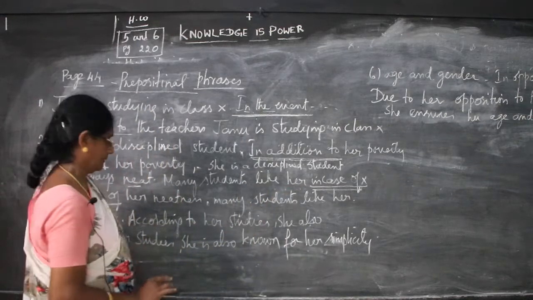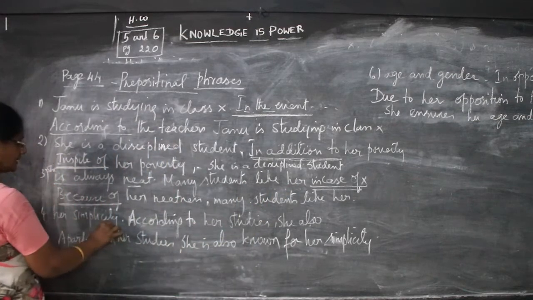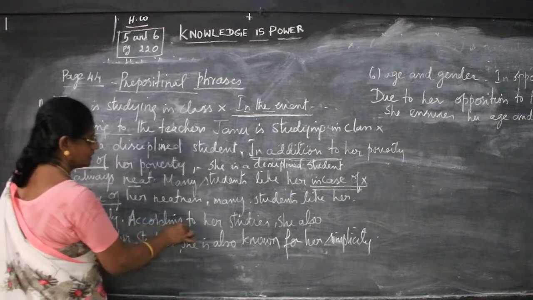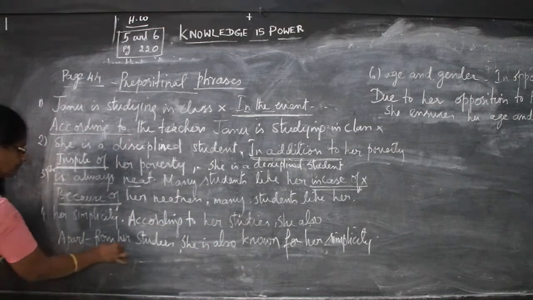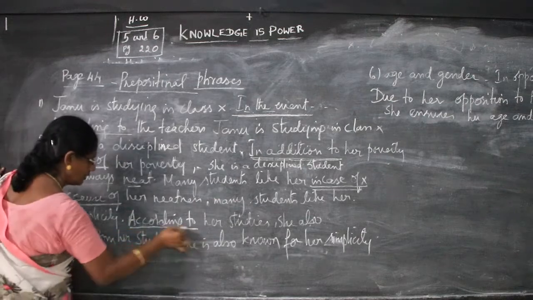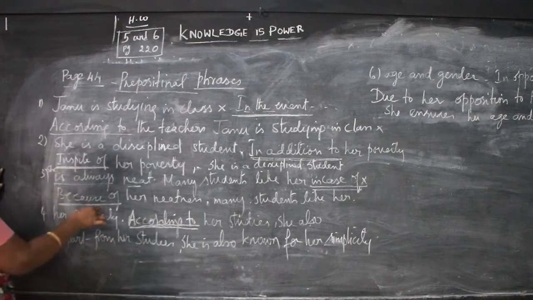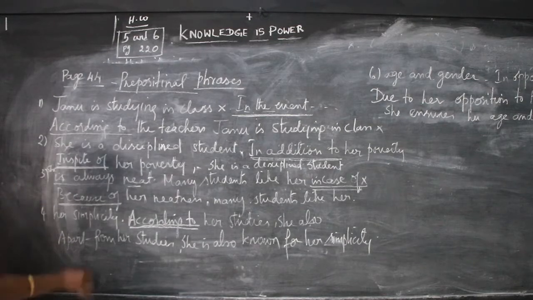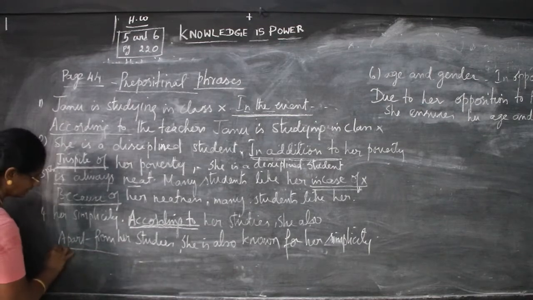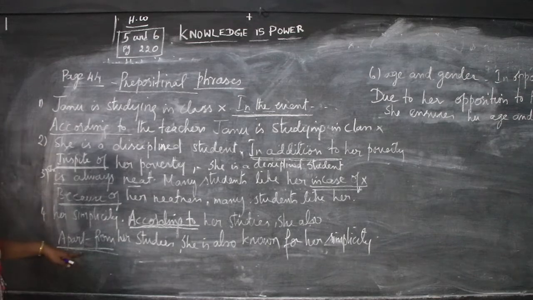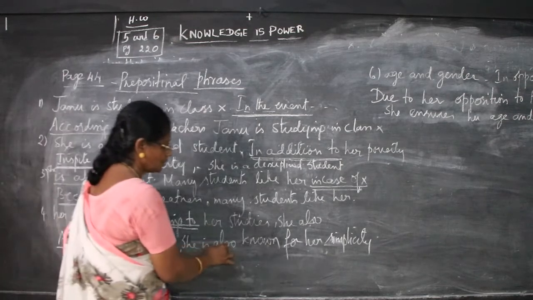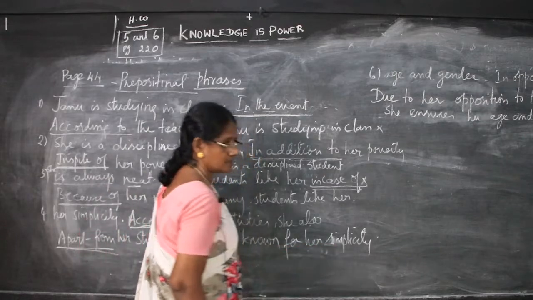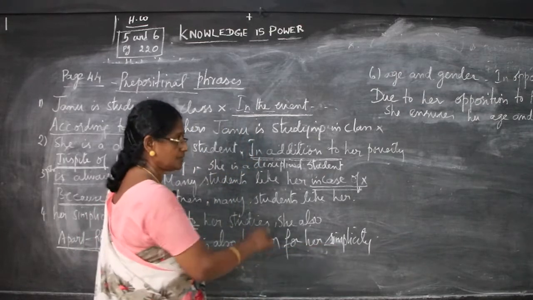Can you follow, children? Her simplicity. He has given here, according to her studies, she also. Now, "apart from her studies", not "according to". You will not get this prepositional phrase in this particular sentence because it is completely incorrect. "Apart from" is the right prepositional phrase where you have to put in this sentence. Apart from her studies, she is also known for her simplicity. Can you follow this, children?